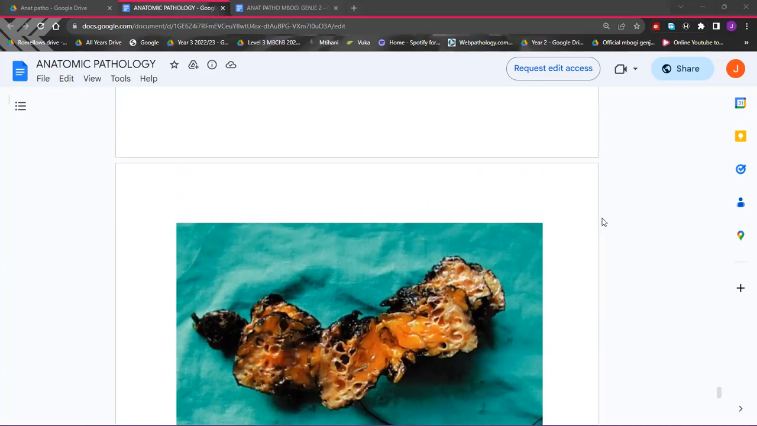Yeah, multiple cystic-like lesions, areas of necrosis, yellow-like appearance. So what is the most likely diagnosis? Ductal. Okay, so someone says ductal dilation. So yeah, most likely diagnosis, ductal ectasia.